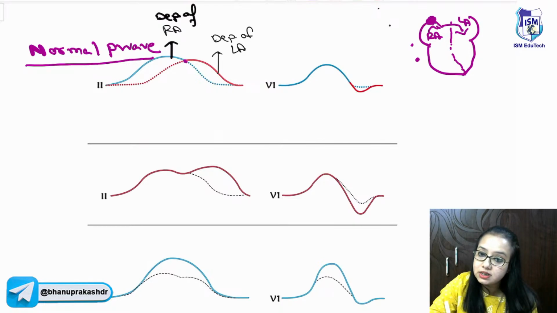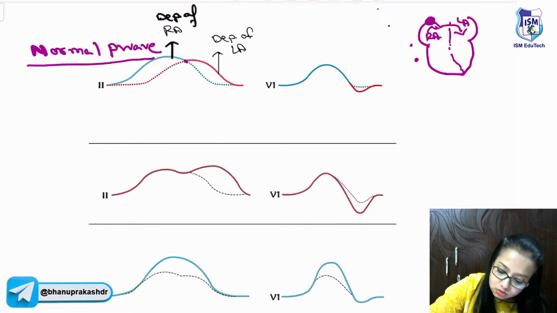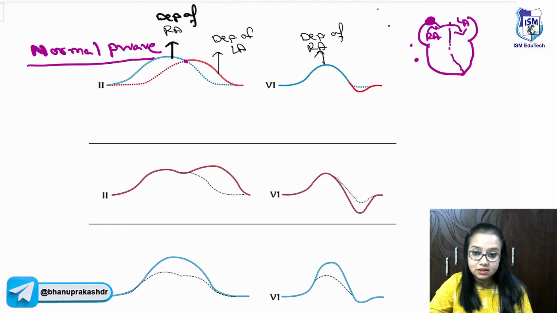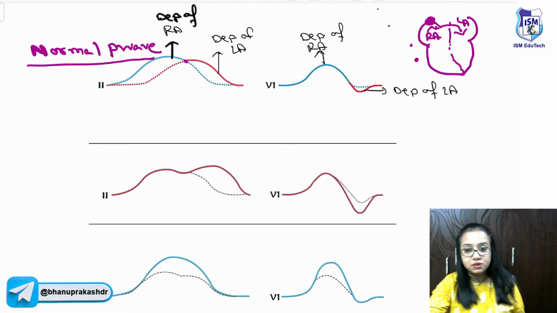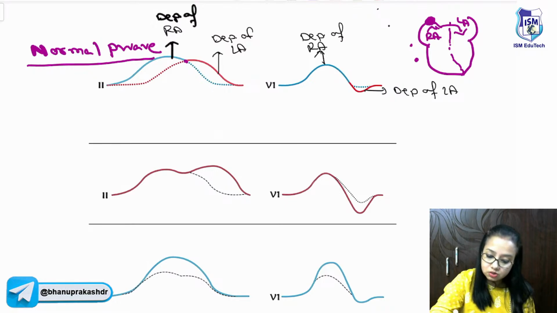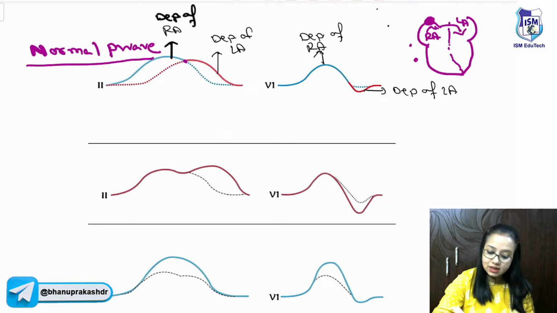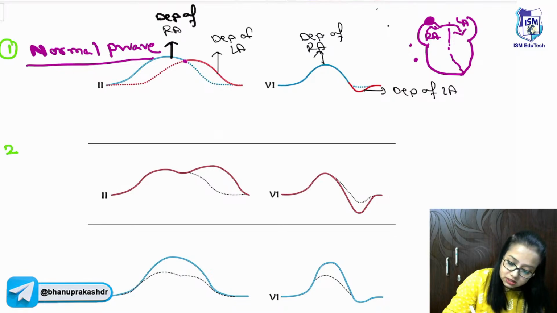The precordial lead is the one taking the picture of the septum. So here also you can see it is biphasic. The blue one designates the depolarization of the right atrium, and the slightly negative red one is the depolarization of the left atrium. This is the septal picture from V1. This is how a normal P wave looks. This was picture 1, and now this one is picture 2.